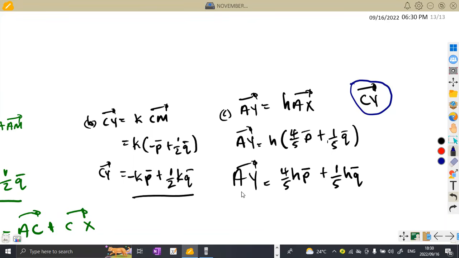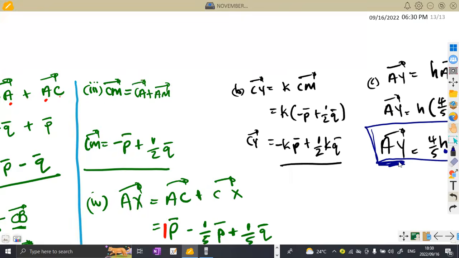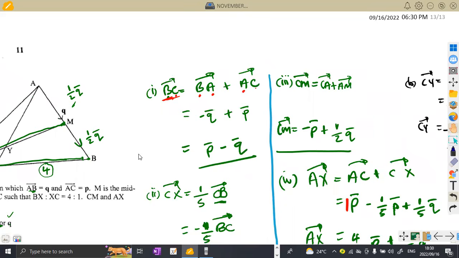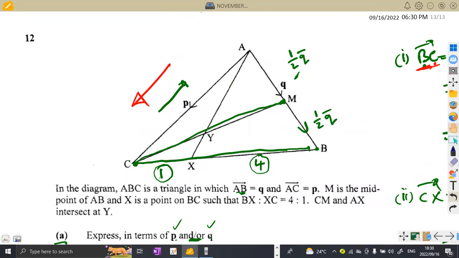So our answer has to contain AY in order for it to have H, because we are asked to express this in terms of H. This is the only statement which has got H for now. So we have to include this vector that we are given, which is AY, so that our CY is also going to have H. We need CY, but we need to include AY. So which route are we going to take from C to Y?